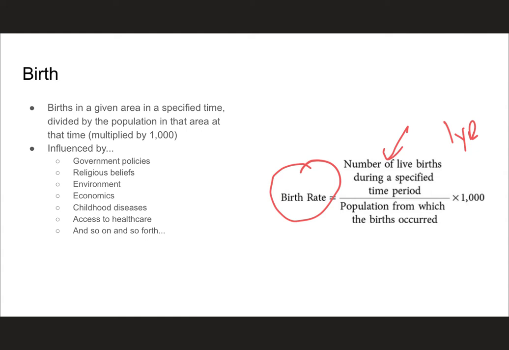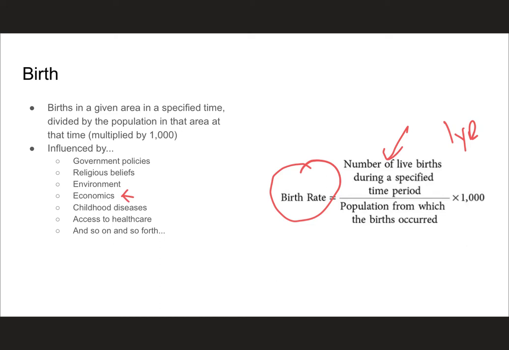The environment goes without saying. If you don't live in a good environment, you're probably not going to have more kids. Economics. This is an interesting one. It's a paradox. If you are better off economically, chances are you're not going to have as many kids. If you're worse off economically, you're going to have more kids. That's because of access to reproductive care, access to contraceptives, etc. And so this is an interesting paradox that we always see in public health.